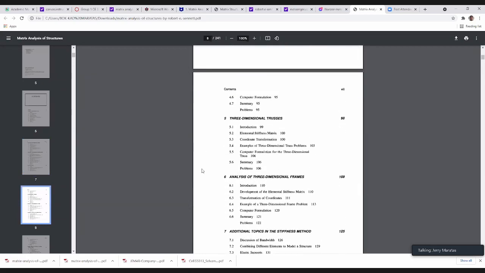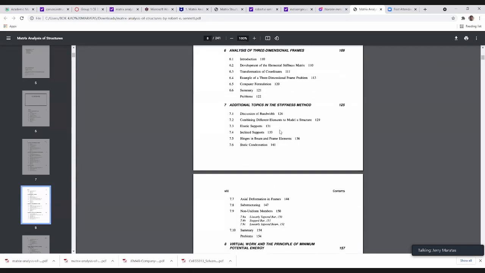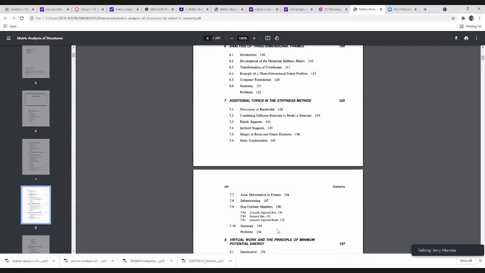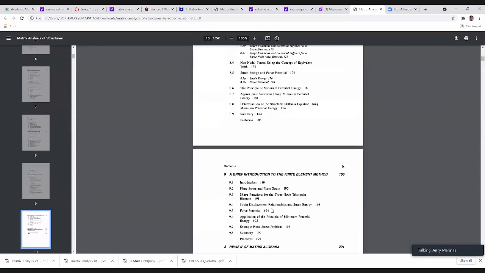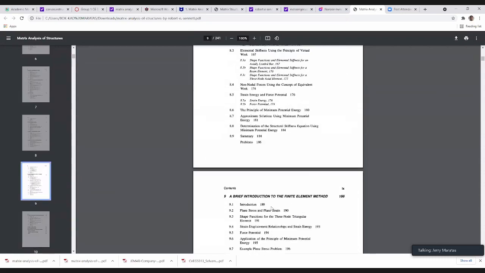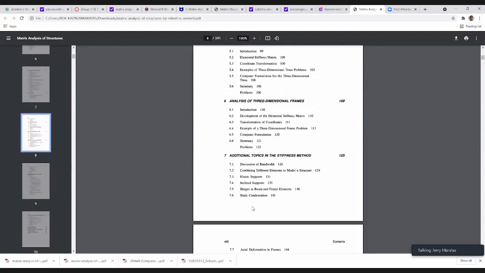So basically, at least we understand three-dimensional frames. If we still have time, then we have to discuss these additional two topics, so chapter 7 and chapter 8. Okay, so basically we have at least 6 chapters as part of our scope for this subject.